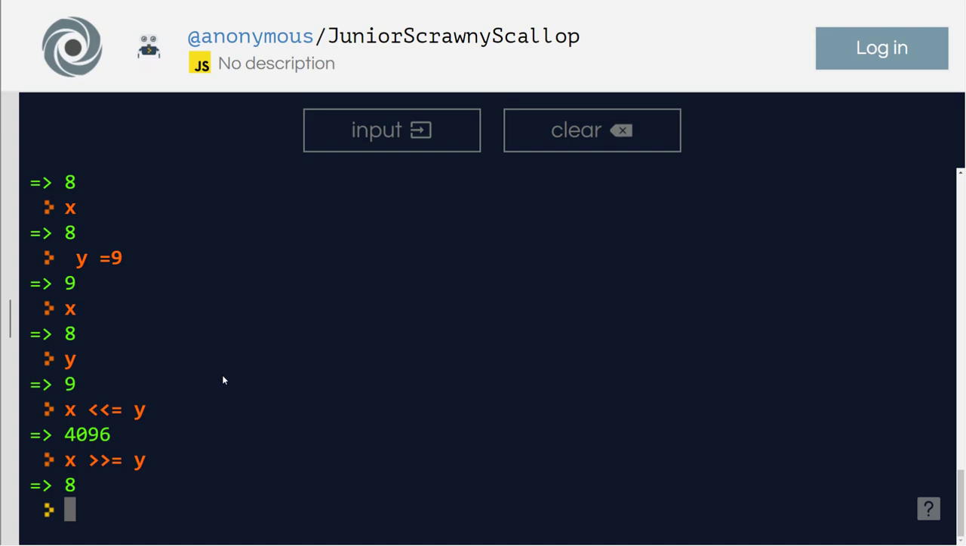So this was the left shift, this was the right shift. So that is what an assignment operator is. It assigns the values. No big deal, right?